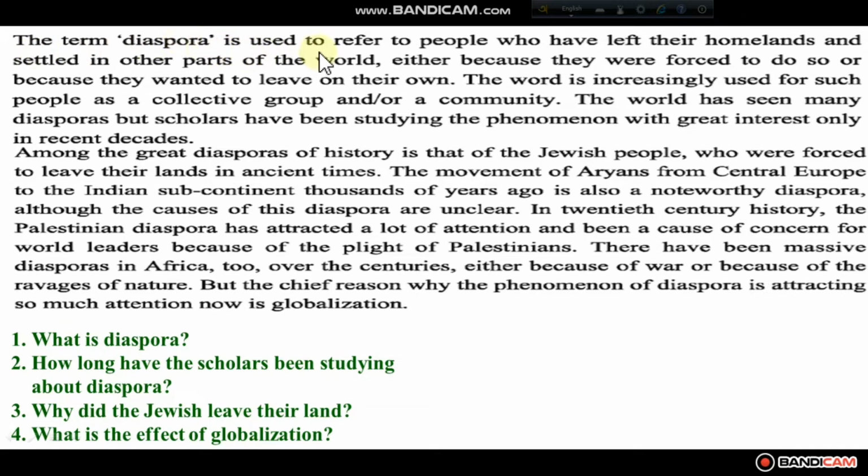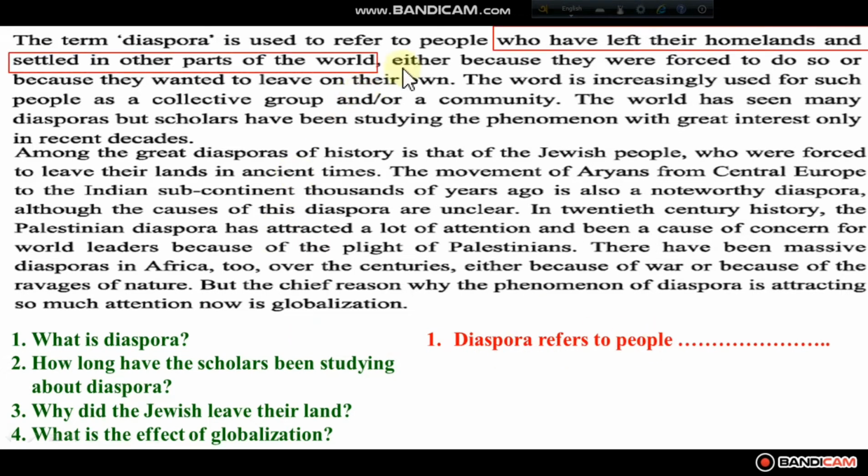The term diaspora is used to refer to the people. Okay, refer to the people means the people who have left their homeland and settled in other parts of the world. So here is the answer. The answer will start in this way. Diaspora refers to the people who have left their homeland and settled in other parts of the world. So let us go to the next question.